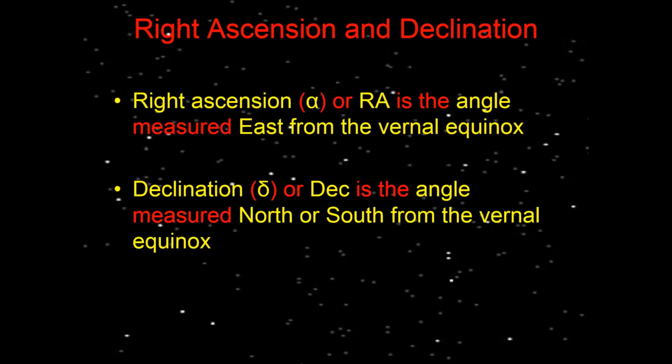So our system of right ascension and declination can be used to measure the positions in the sky. Right ascension, given as the symbol alpha, or RA, is the angle measured eastward from the vernal equinox. The declination, which is analogous to our altitude, or this little delta here, or dec as it's written, is the angle measured north or south from the vernal equinox, so up or down.